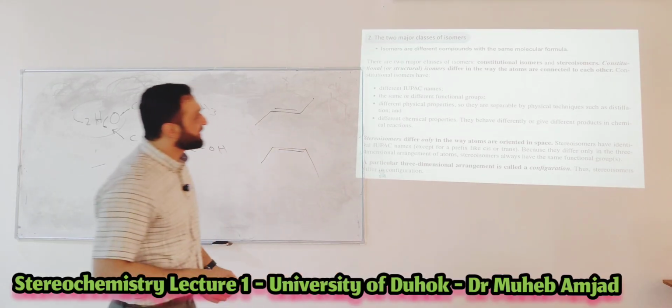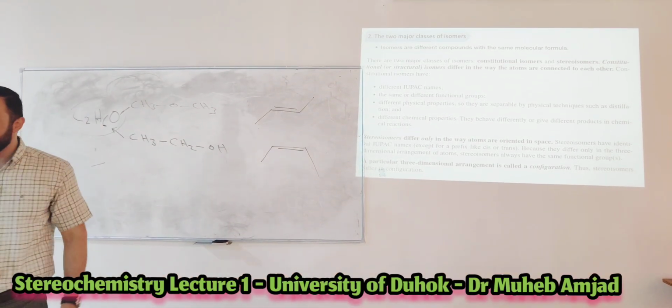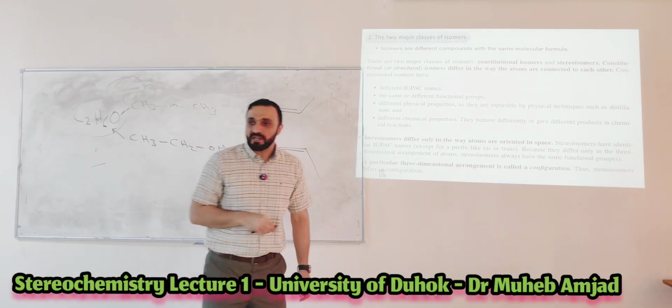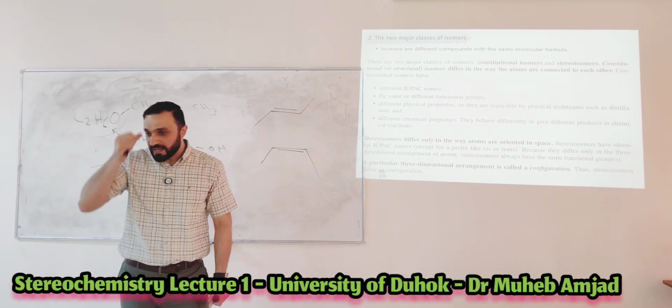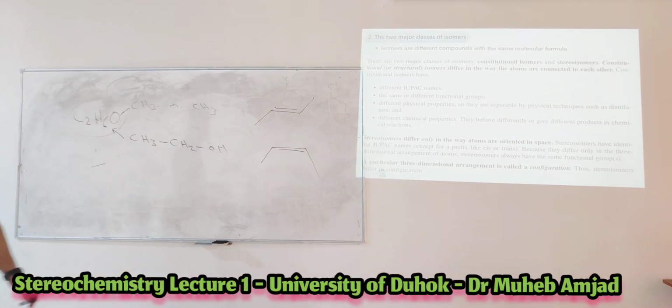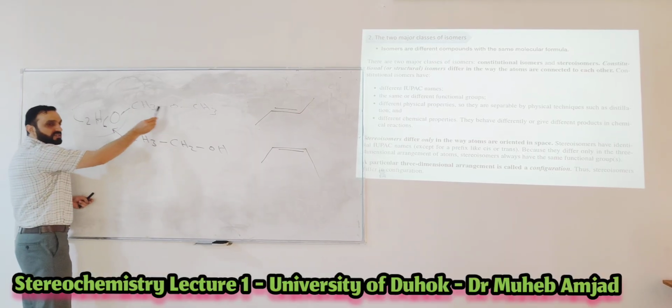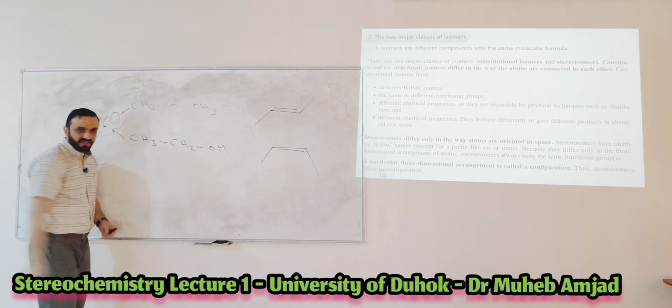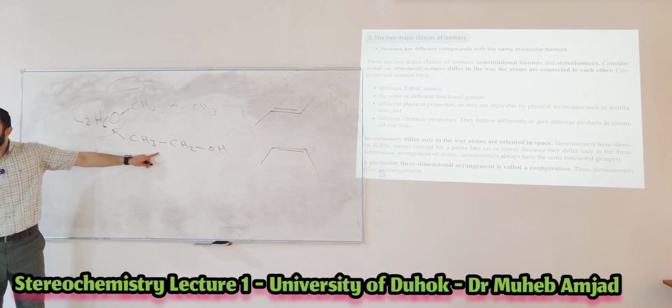The first one is what? The constitutional isomers. Okay? The first type of the isomers is the constitutional isomers. What does constitutional isomers mean? They differ in the way the atoms are connected to each other. We say the arrangement of the atoms is different in both of them. Look here, carbon, oxygen, carbon. Here, carbon, carbon, oxygen. That means different connection or not different connection?